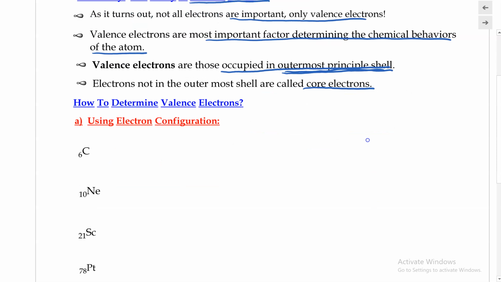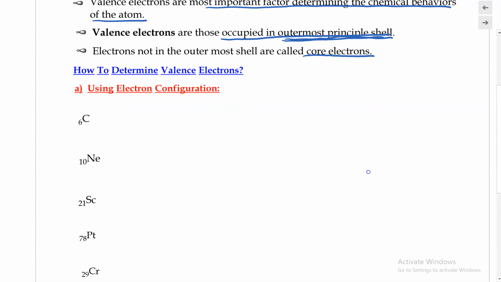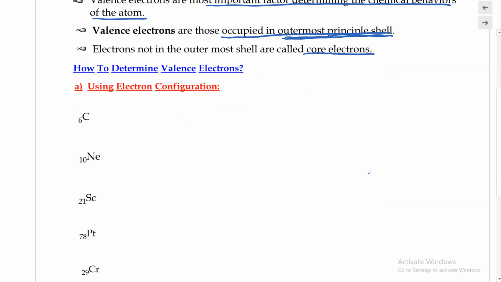So we need to be able to determine, given an atom, how many valence electrons it has. And it's really cool because once we see how many valence electrons an atom has, we'll be able to predict its chemical behavior. So now, how do we determine how many valence electrons an atom has? There are two ways. First is by using electron configuration. If we know how to draw electron configuration and orbital diagrams, we should be able to use that information to easily determine how many valence electrons an atom would have.